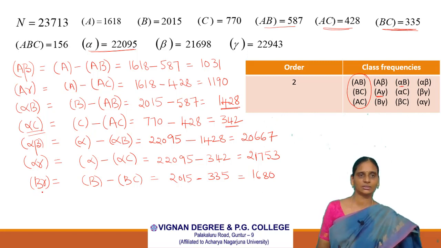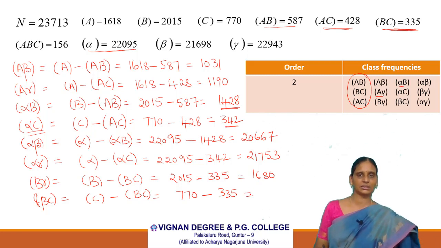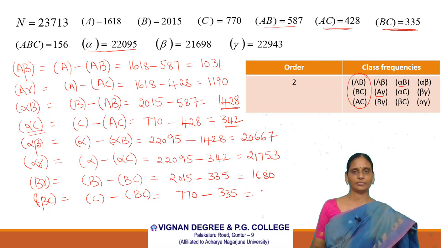And next one, frequency of βC. So frequency of βC can be expressed as frequency of C minus frequency of BC. The value of frequency of C is 770 minus frequency of BC value is 335. So 770 minus 335. This is 435.